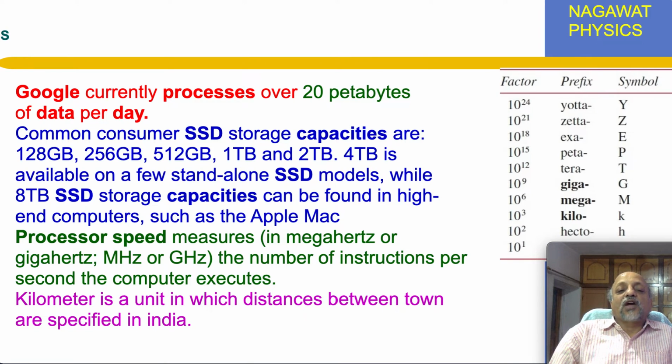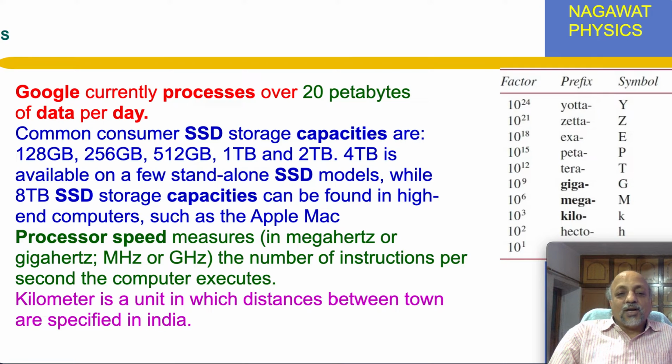which are common and which are now being used with computers and laptops. These devices now come even in terabytes. So 1 terabyte, 2 terabyte, and 8 terabyte. To my knowledge, 8 terabyte is the latest storage capacity available for the Apple Mac, which I am using here for recording my lectures. And processor speeds are specified in gigahertz and megahertz.